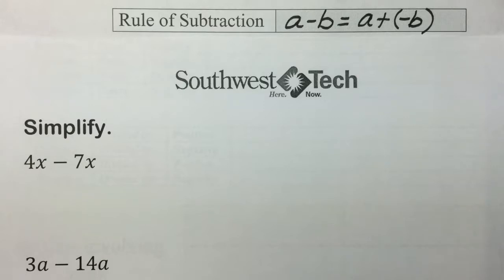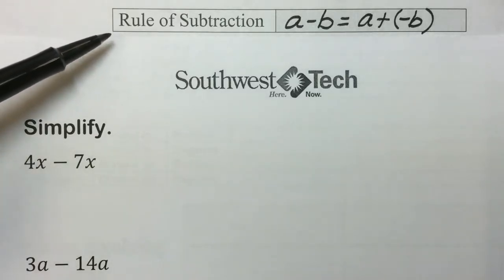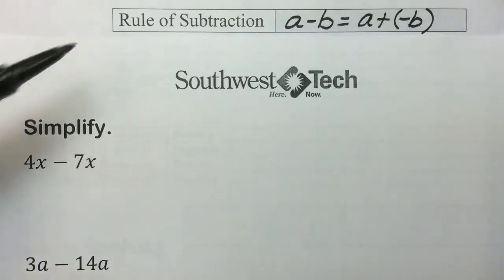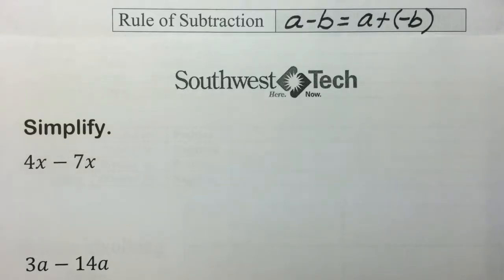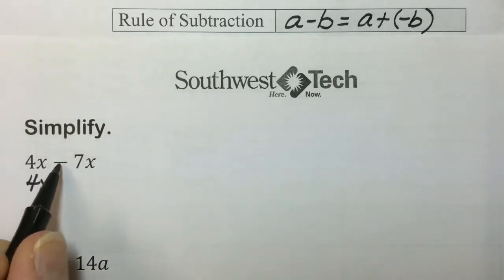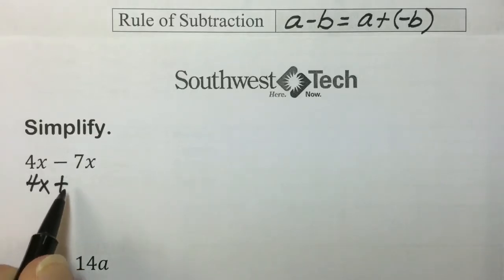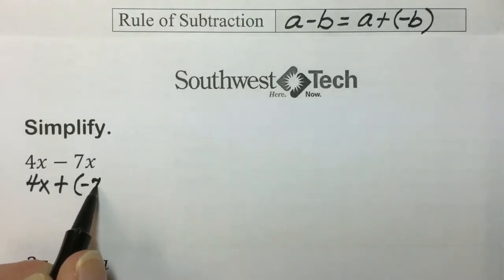The following algebraic expressions require us to combine like terms, and these expressions involve subtraction. We can use the rule of subtraction, which changes subtraction to addition of the opposite, to help us simplify and express an equivalent expression for these problems. In this first example, replacing the subtraction, we'll turn it into an addition of the opposite of that number.